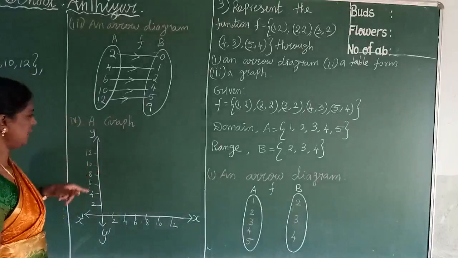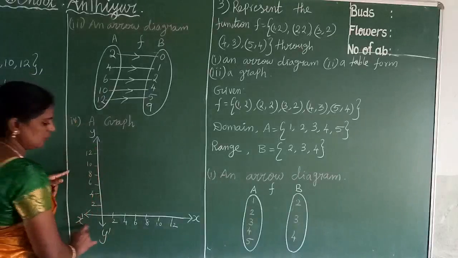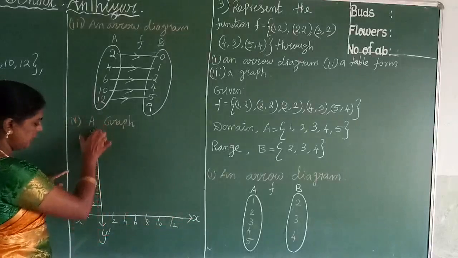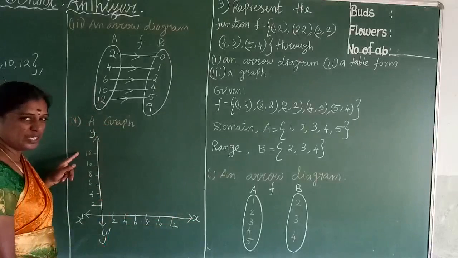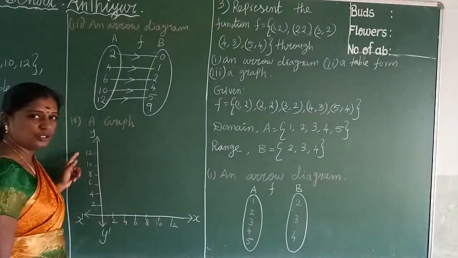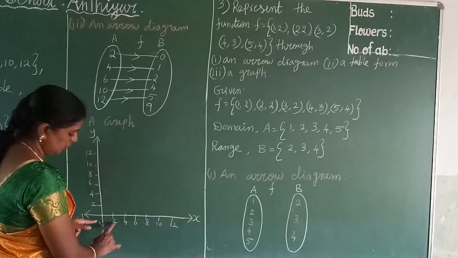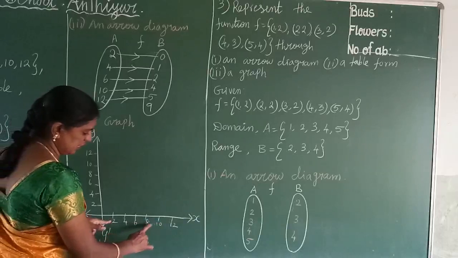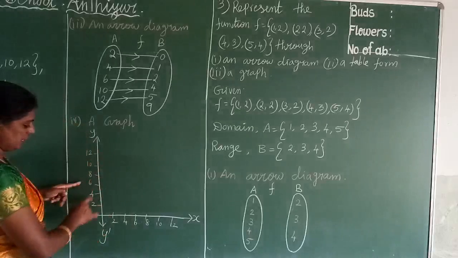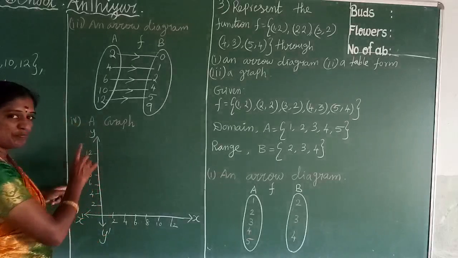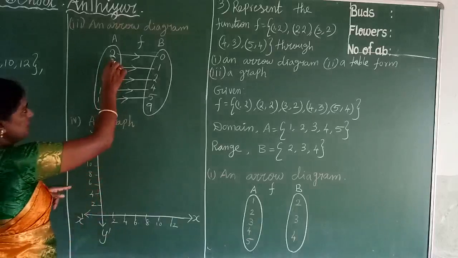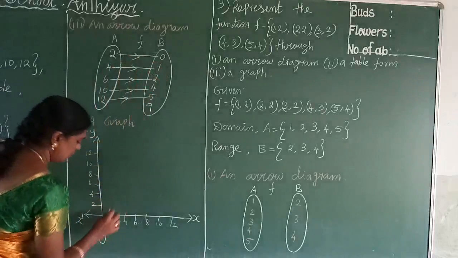Next one, graphical method. Graph x values you write on the x-axis, f of x values on the y-axis. 2 units or 1 unit, that is your best. So now we take 2 units. X equals 2, 4, 6, 8, 10, 12 and y also we consider 2, 4, 6, 8, 10, 12. Mark the points.